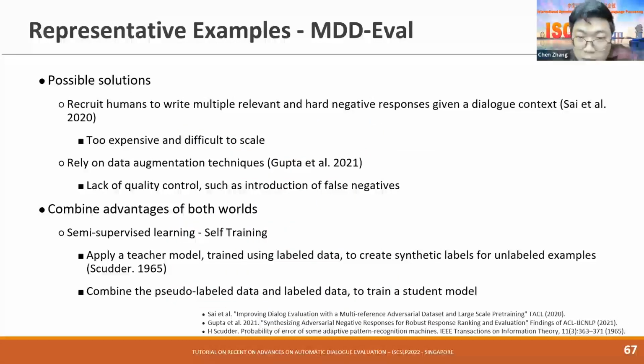So how can we combine the advantages of both the human method, which is high quality, and the data augmentation techniques, which enable us to collect large scale data? We rely on a semi-supervised learning method called self-training. We first train a teacher model with high quality labeled human data. Then we use the teacher model to create synthetic labels for the unlabeled examples generated with data augmentation techniques. After that, we combine the pseudo-labeled data and the human-labeled data to train a student model to perform the task.